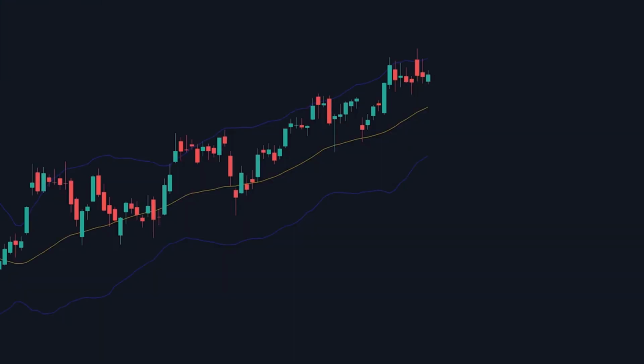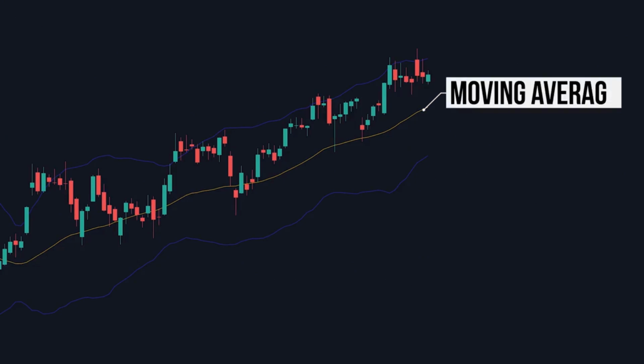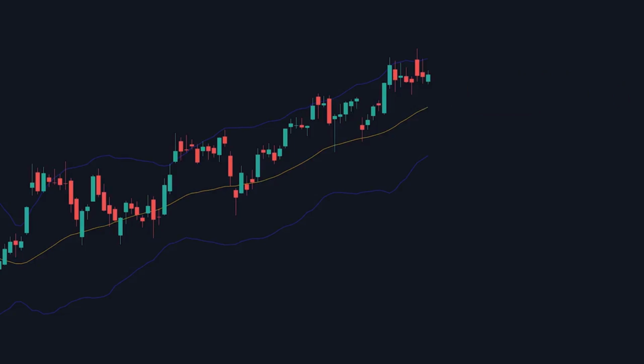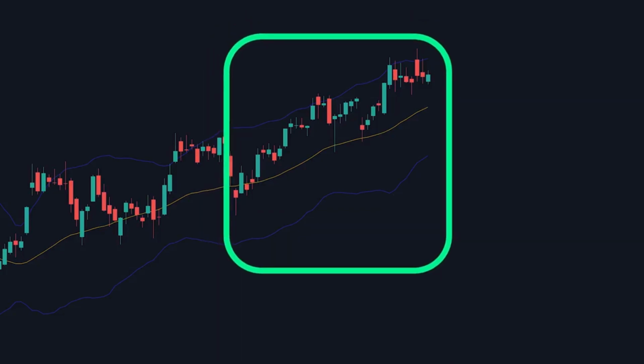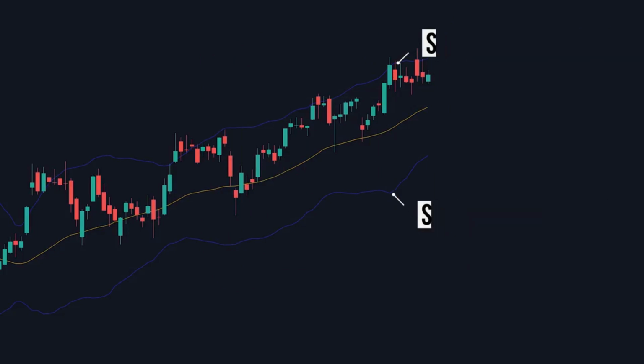So if you didn't know, this is how Bollinger Bands work. The center line is a moving average, so whatever amount that length is, this indicator is going back that many candlesticks and finding the average between them. So for this strategy, we are going back 30 candlesticks. The lower and upper lines are standard deviation lines.